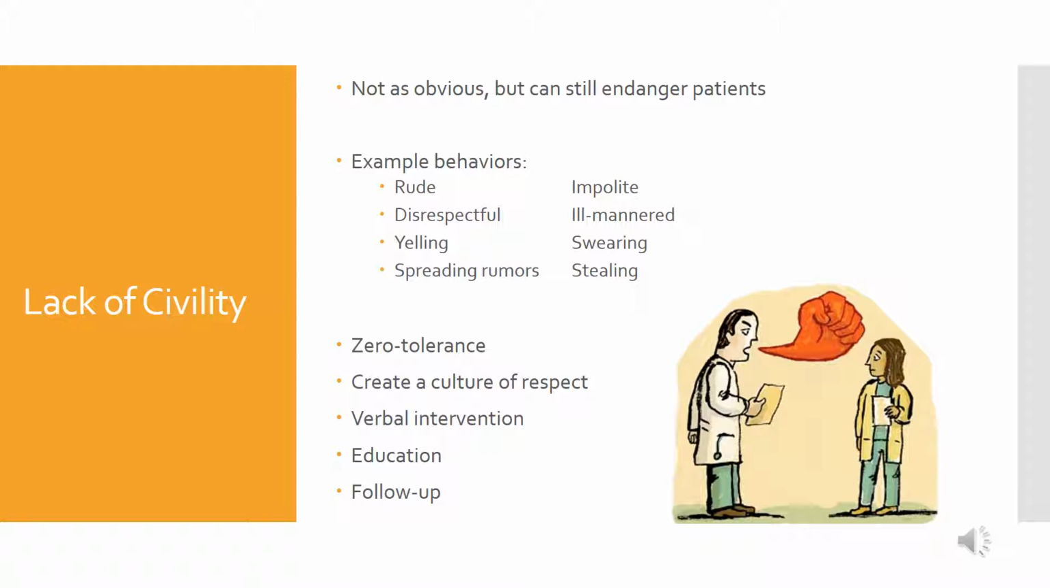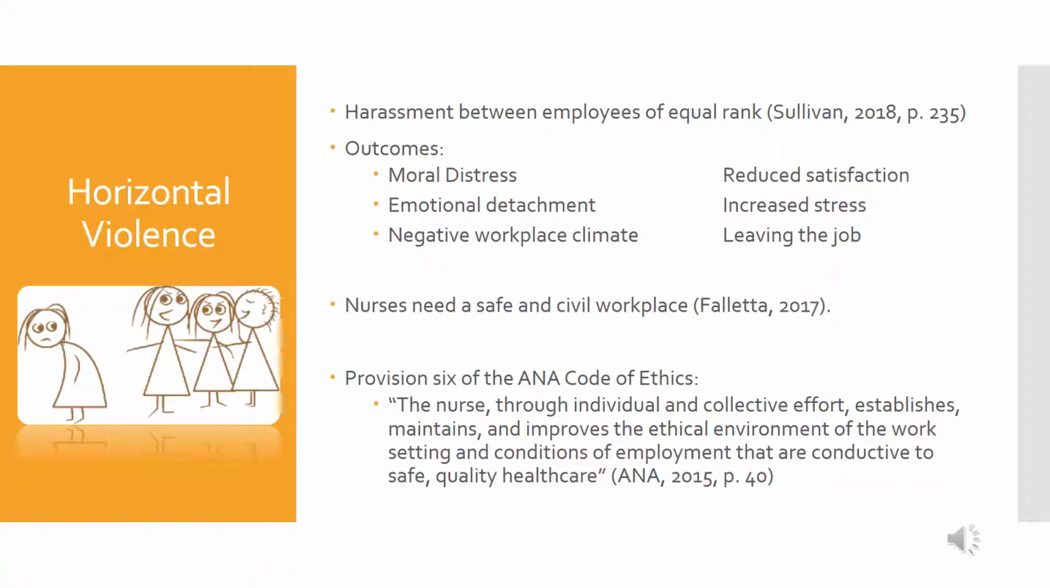If a lack of civility does occur, the manager must intervene with verbal reprimand, education on appropriate and inappropriate work behaviors, as well as a follow-up with the individuals involved. Horizontal violence, also referred to as lateral violence, is the harassment between employees of equal rank. As the saying goes, nurses eat their young.